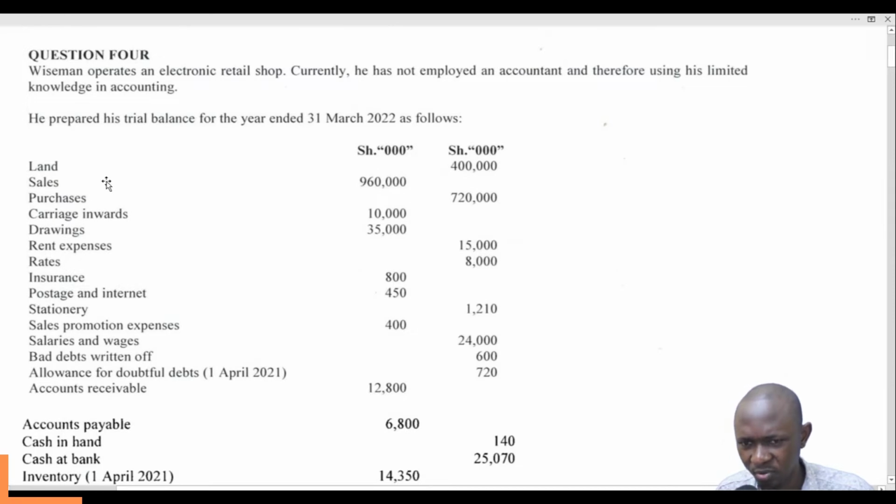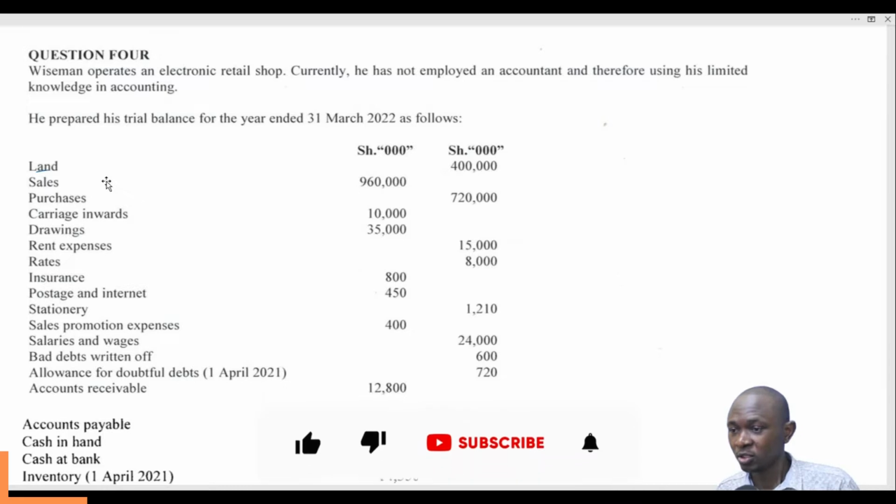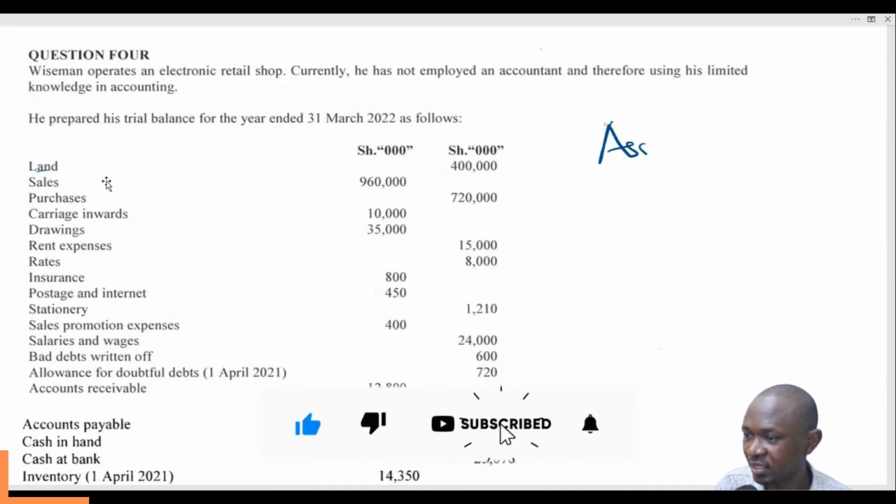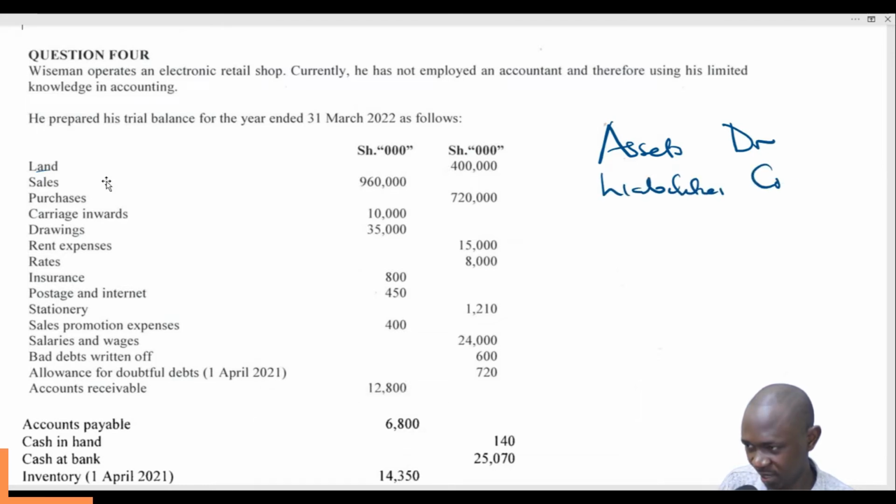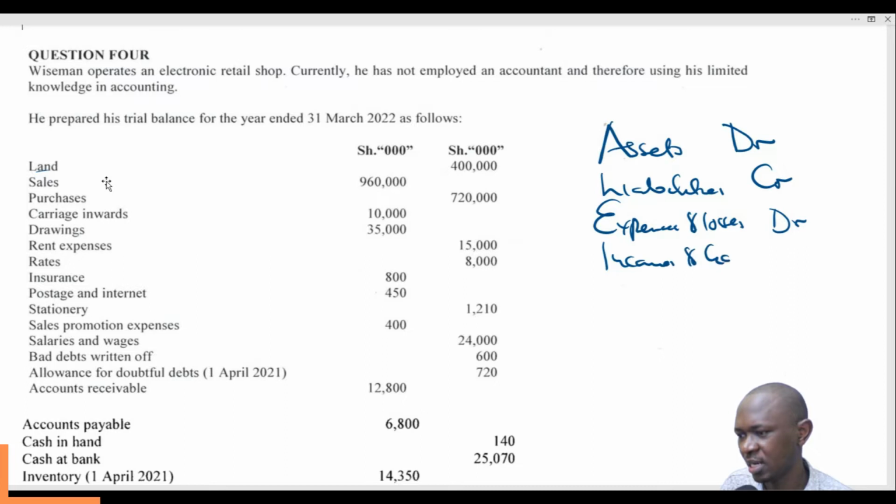Let's just see some of these entries. This is land. Land has been put on the credit side. Land is not supposed to be on the credit side. Land is an asset. So the basic rule is this: assets are debit entries, liabilities are credit entries, expenses and losses are debit entries, and then incomes and gains are credit entries. Just that. So yours is just to identify if it's an asset or a liability, an expense, a loss, an income, or a gain, and you put whatever it applies.